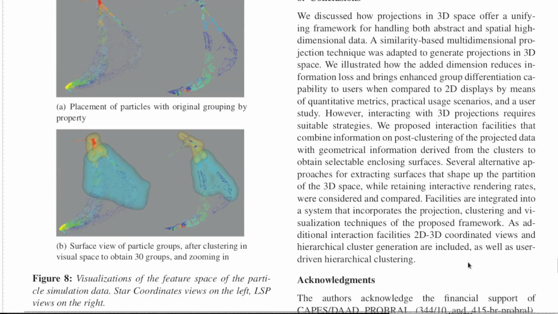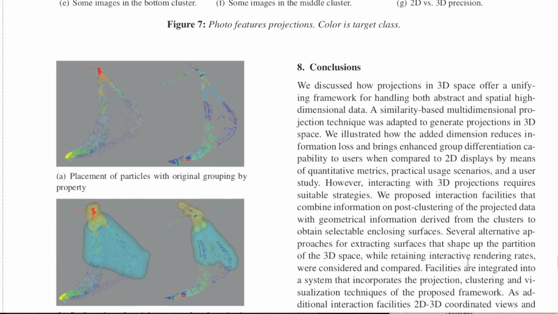8. Conclusions. Figure 8: A: Placement of particles with original grouping by property. B: Surface view of particle groups after clustering in visual space to obtain 30 groups and zooming in. Visualizations of the feature space of the particle simulation data. Star coordinates views on the left, LSP views on the right.